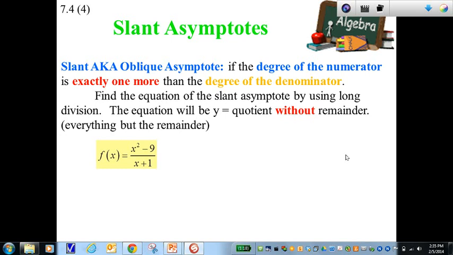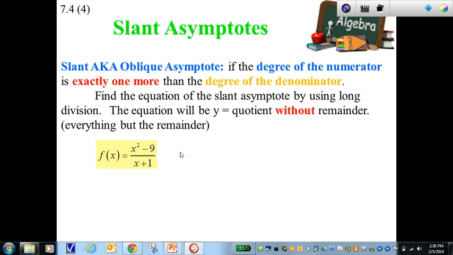But in case you're curious, because I know a lot of you are curious about things like that, we're only going to be referring to things that have 1 degree more. Feel free to play with your graphing calculators later, and you might be able to discover those things on your own. Right now it says, find the equation of a slant asymptote by using long division. The equation will be y equals the quotient without the remainder, everything but the remainder.